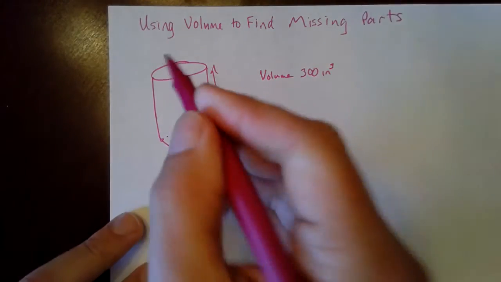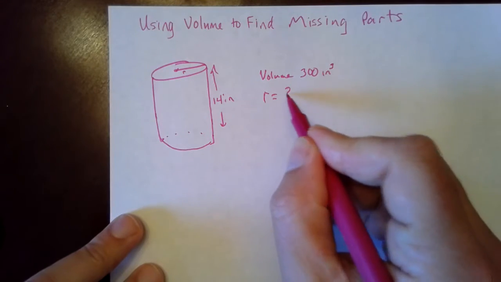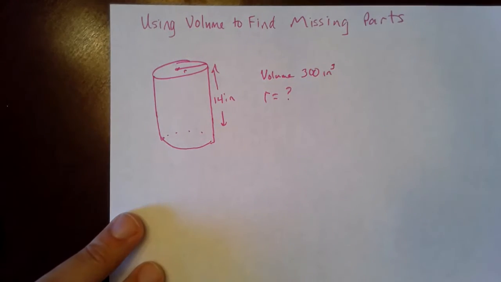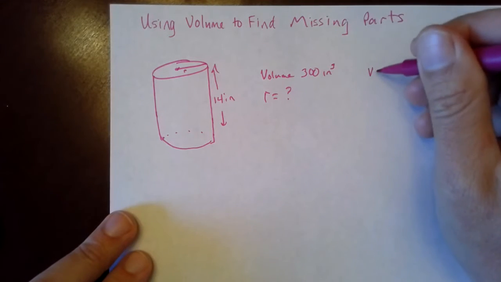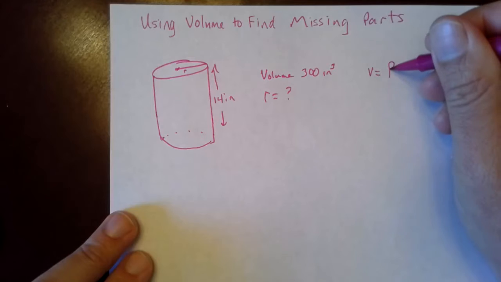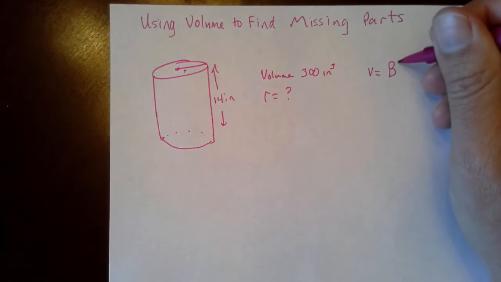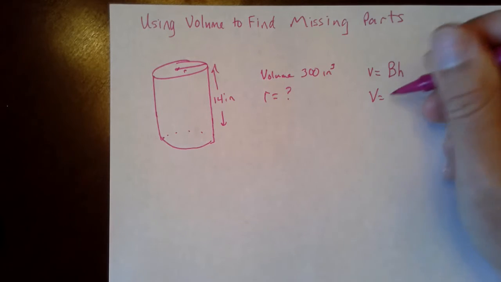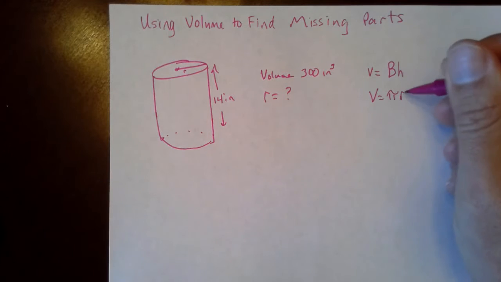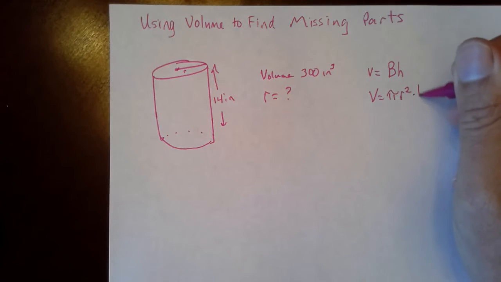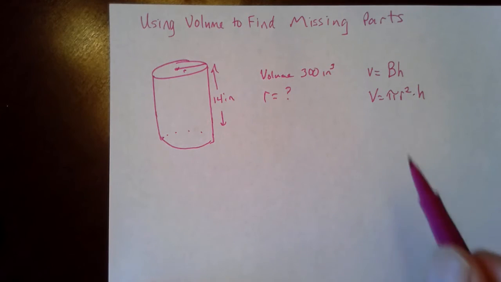Okay. I want to know, what is the radius of this going to be? So if I know the volume and I know the height, the formula for volume for any three-dimensional prism, I should say, is going to be the capital B for the area of the base times the height. And the area of this base is a circle, so it's going to be pi times radius squared, times that by the height. That's the specific formula for the volume of a cylinder.